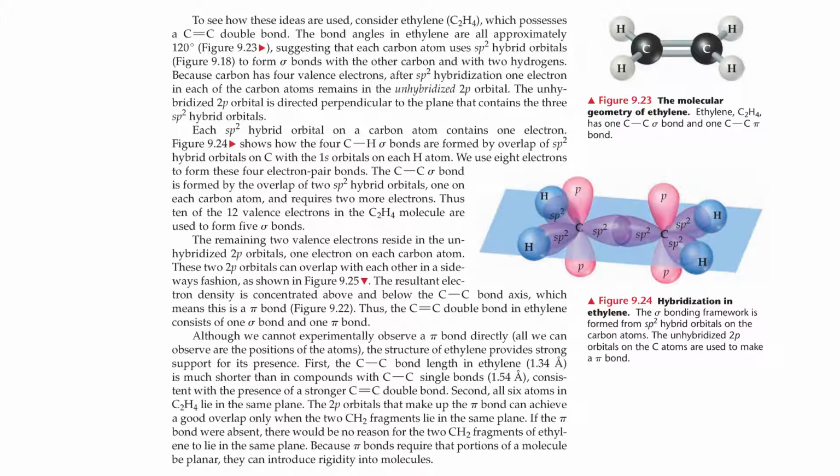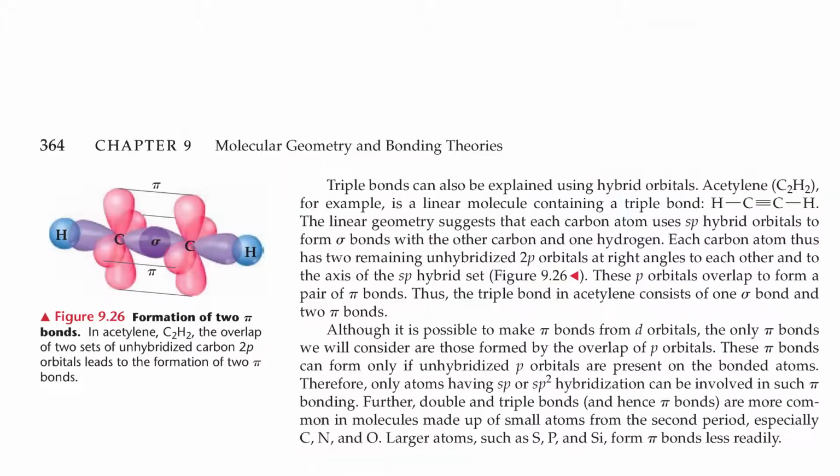Second, all 6 atoms in ethylene lie in the same plane. The 2p orbitals that make up the pi bond can achieve a good overlap only when the 2 CH2 fragments lie in the same plane. If the pi bond were absent, there would be no reason for the 2 CH2 fragments of ethylene to lie in the same plane. Because pi bonds require the portions of a molecule to be planar, they can introduce rigidity into molecules.